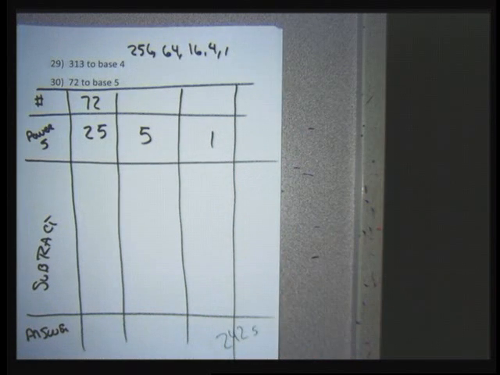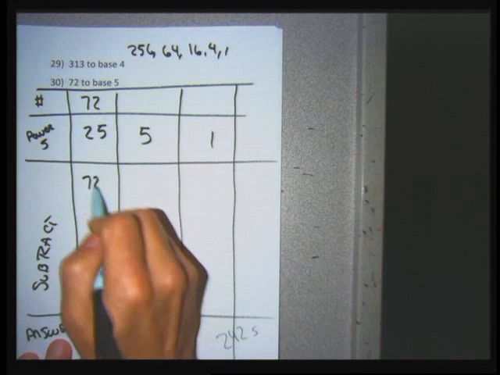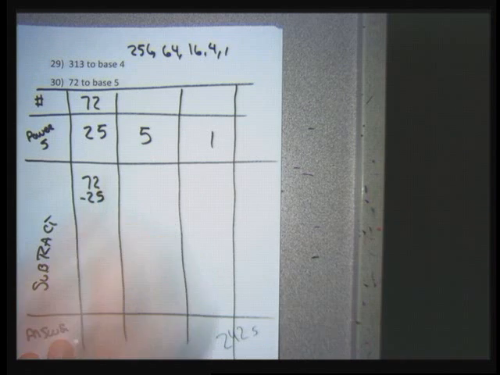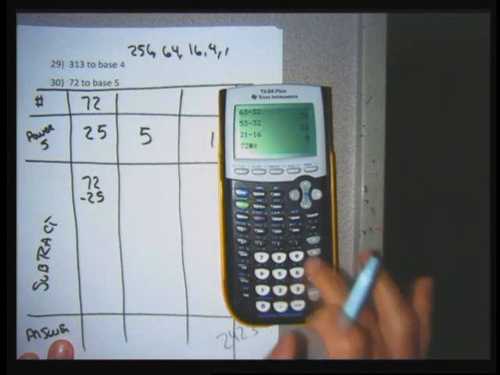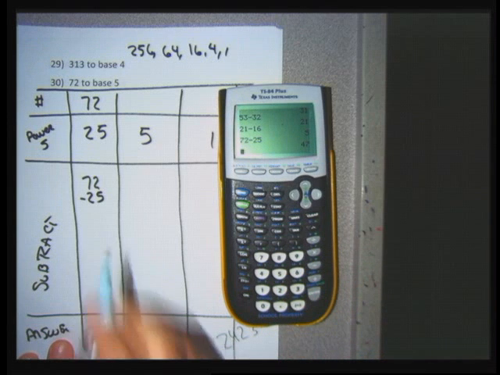Again, you're going to have 5 columns, 256, 64, 16, 4, and 1, for the 5 powers of 4 that are too small. So first subtraction, 72 minus 25. Time for my calculator because I'll probably blow that. So 72 minus 25 is 47.